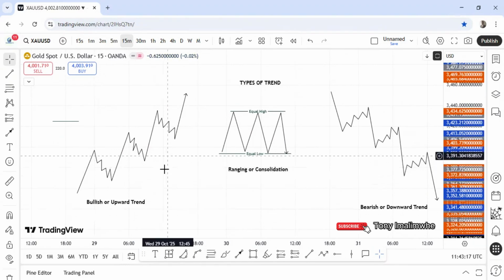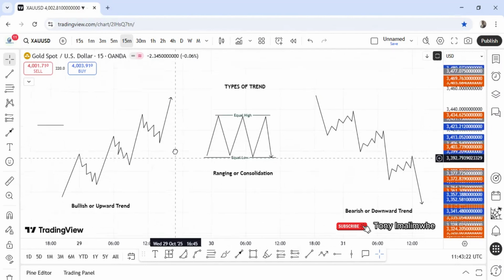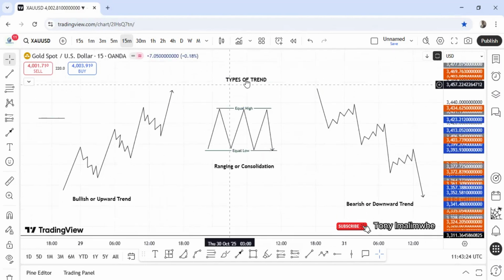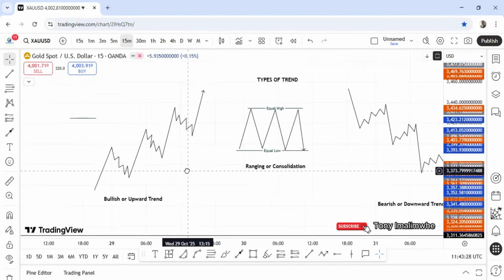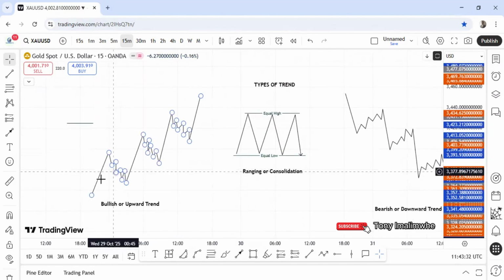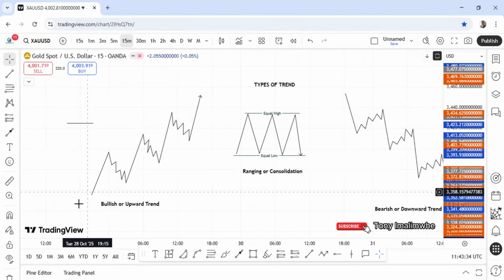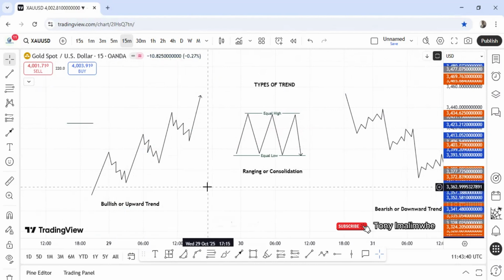Like I said, I'm starting from the very basics of how to trade the market, and that's why I'm starting from these types of trend, the types of trend we have. Now, in this trend, you can see this is an upward trend. It is called the bullish or upward trend.